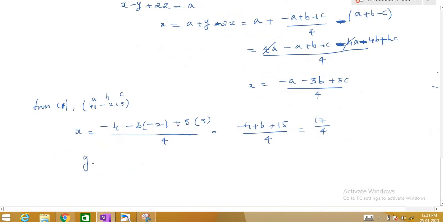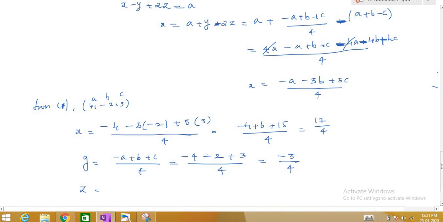And our y will be, we have found y is minus a plus b plus c by 4. This is our y value which we found. So this will be minus 4 minus 2 plus c by 4. So it will be minus 6. So minus 6 plus 3 is minus 3 by 4.